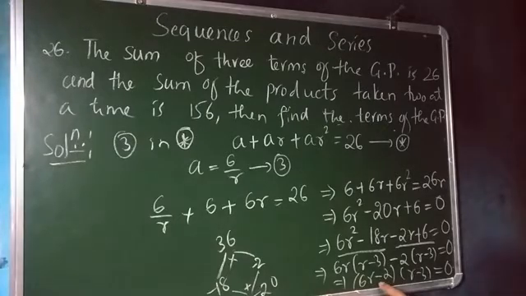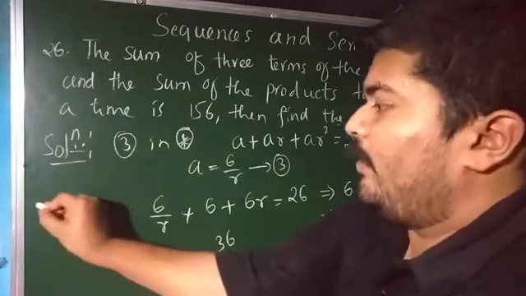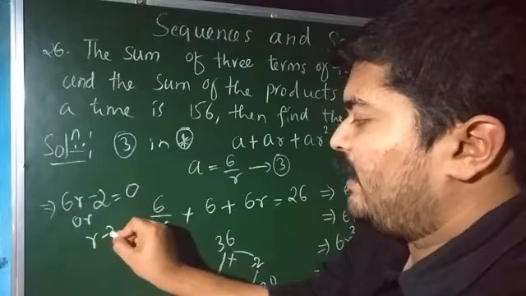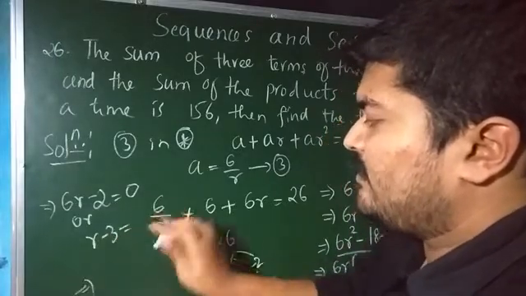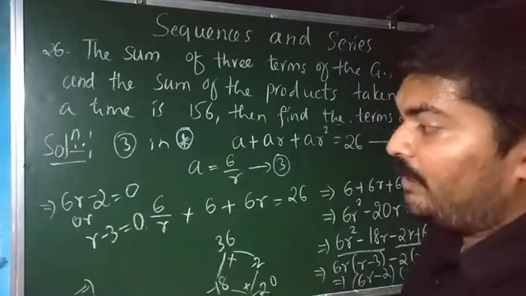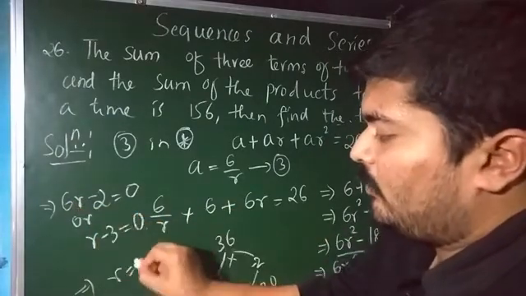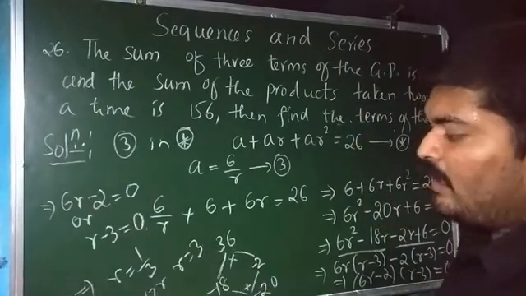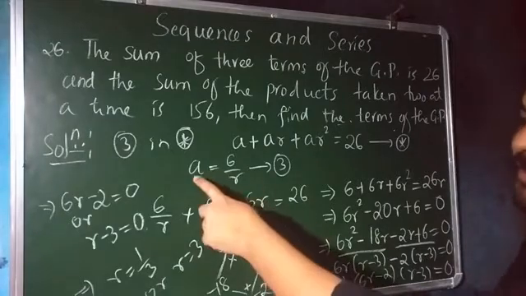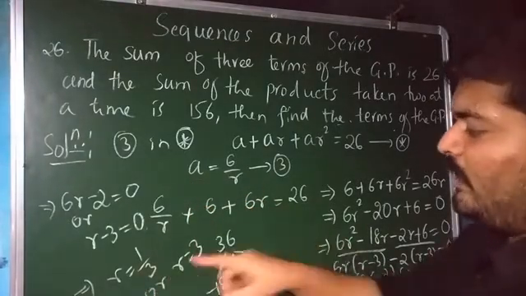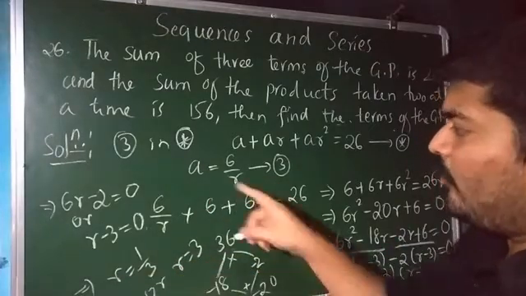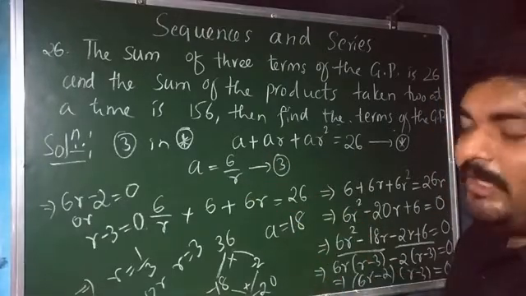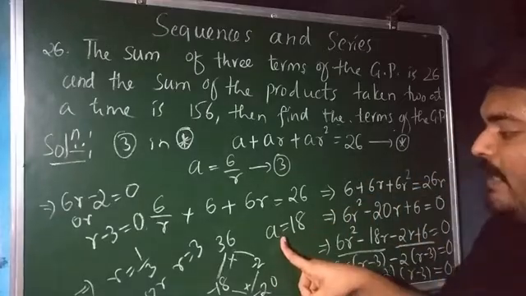Now utilize the value of r. This particular equation implies that 6r minus 2 is equal to 0 or r minus 3 is equal to 0. Now you are just left with r is equal to 1 by 3 or r is equal to plus 3. Now here your task is to find out the value of a corresponding to these two values. If you utilize the value of r is equal to 1 by 3 over here, you are just left with a is equal to 6 by 1 by 3. The denominator goes to the numerator, so you will get a is equal to 18.